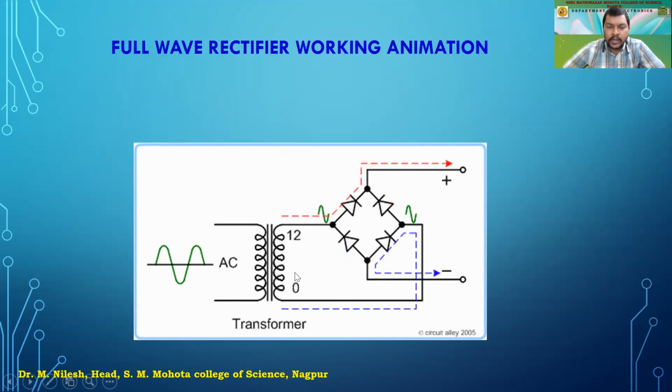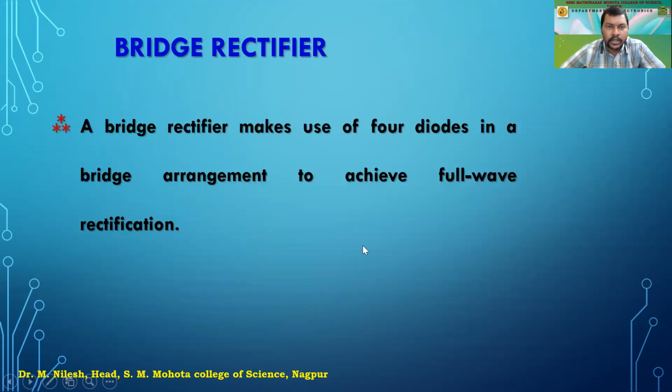Okay, and S1 and S2 will keep on changing their polarities. So both the half cycles are being rectified over here, and therefore it is called the full wave bridge rectifier circuit. I guess you have understood this circuit. If you have any questions, you can ask.